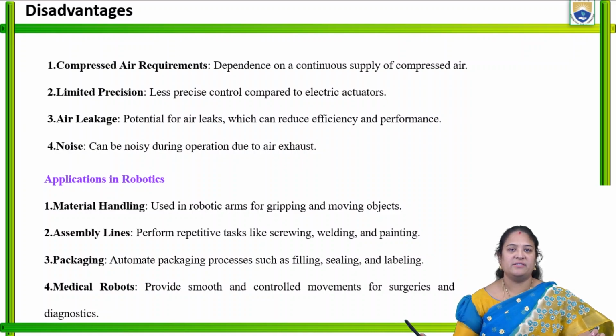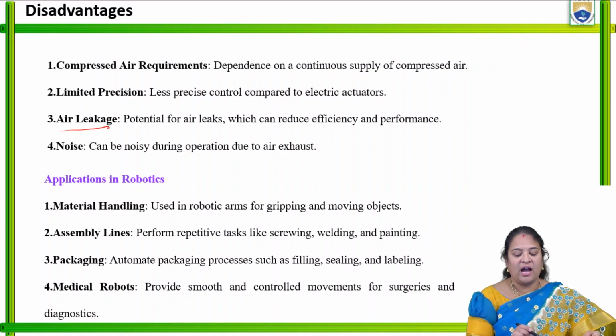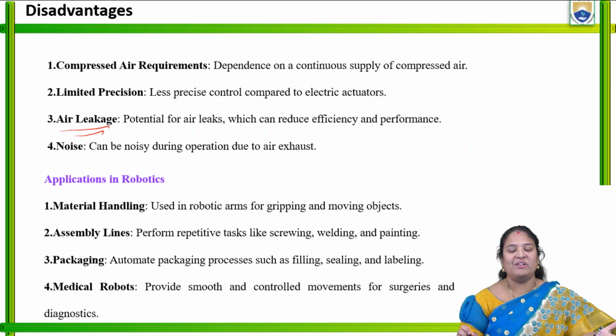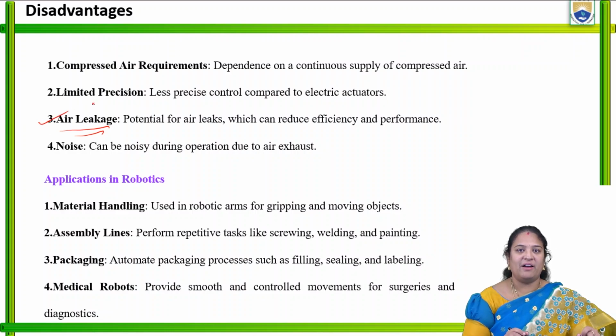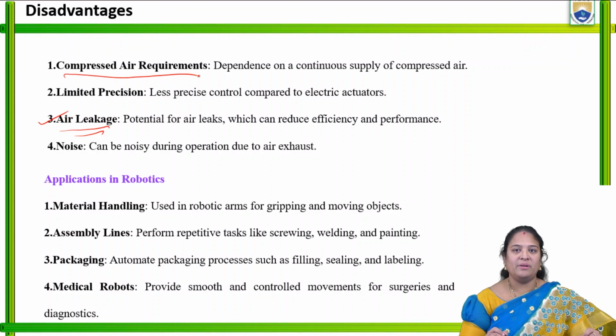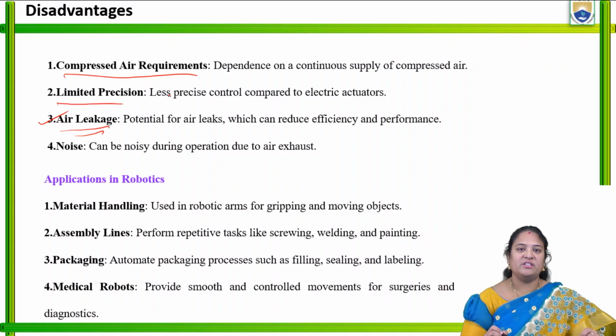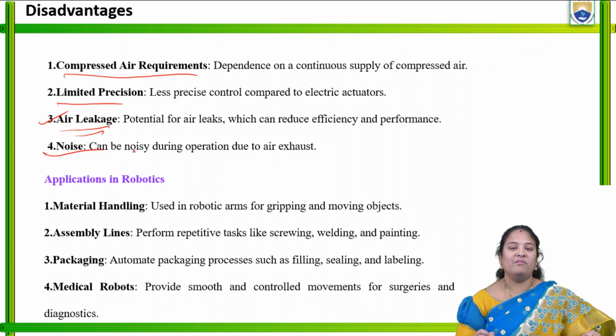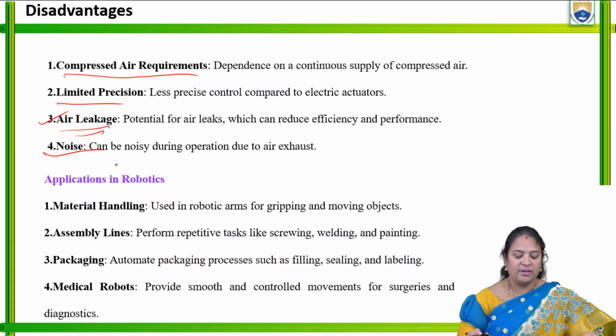What are the disadvantages? Whether we take hydraulic or pneumatic, when we come across the pneumatic, there will be air leakage. When we come across the hydraulic, we will have fluid leakage. Right? That is due to a small hole which may occur inside the actuator. So that is common, and that is one of the disadvantages. Compressed air requirement, that is, we require a compressor to compress the air, so it is dependent on that. That is one of the disadvantages. Limited precision, as I've told you, and it gives a heavy noise. When the robot is working, it gives a heavy noise.